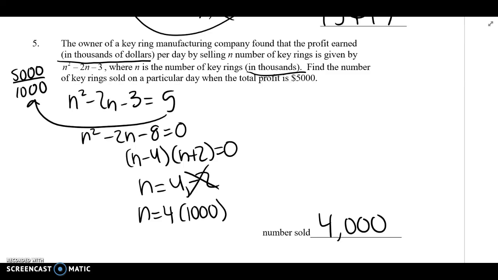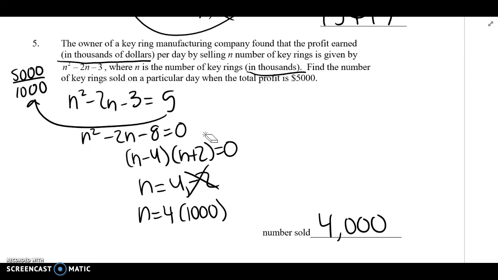For number 5, we are told that n squared minus 2n minus 3 can be set equal to the profit earned to find the number of key rings that are sold. Since they are both in thousands of dollars, we know that we need to divide $5,000 by 1,000 to get the profit, not in thousands of dollars. So set the problem equal to 0 and you get n squared minus 2n minus 8 equals 0.